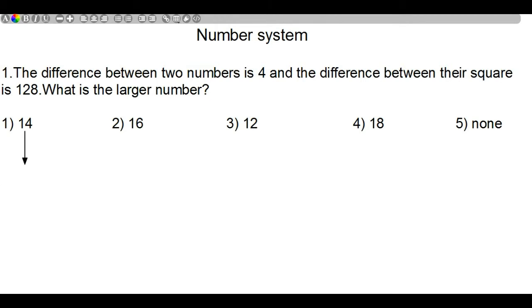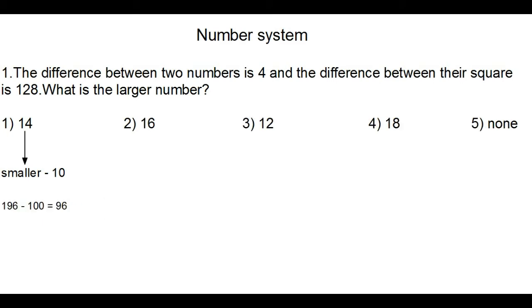As you can see here, the question says what is the larger number? If we take option number 1 to be correct, that means the larger number is 14. If the larger number is 14, it is very clear that the smaller number has to be 10. Why? Because the difference between these two is 4. We know that 14 squared is 196 and 10 squared is 100. 196 minus 100 is 96. But the question says the difference between their squares is 128. That means this option does not satisfy the given condition, so it can be ruled out. Option number 1 cannot be the answer.